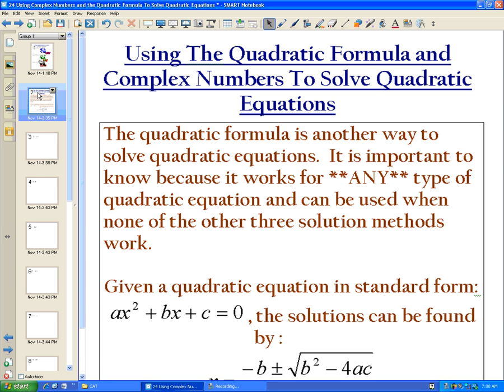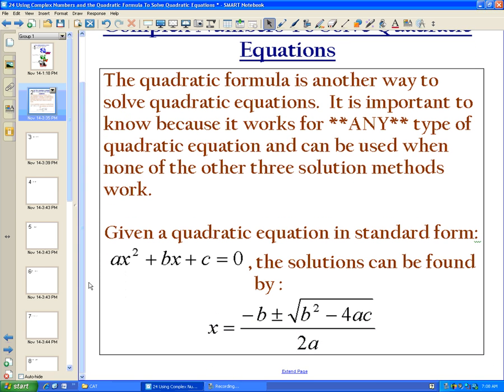Everyone loves the quadratic formula, but the difference is we actually can use the quadratic formula on any quadratic, not just particular ones. So the quadratic formula is another way to solve quadratic equations. It is important to know because it works for any type of quadratic equation and can be used when none of the other three solution methods work.